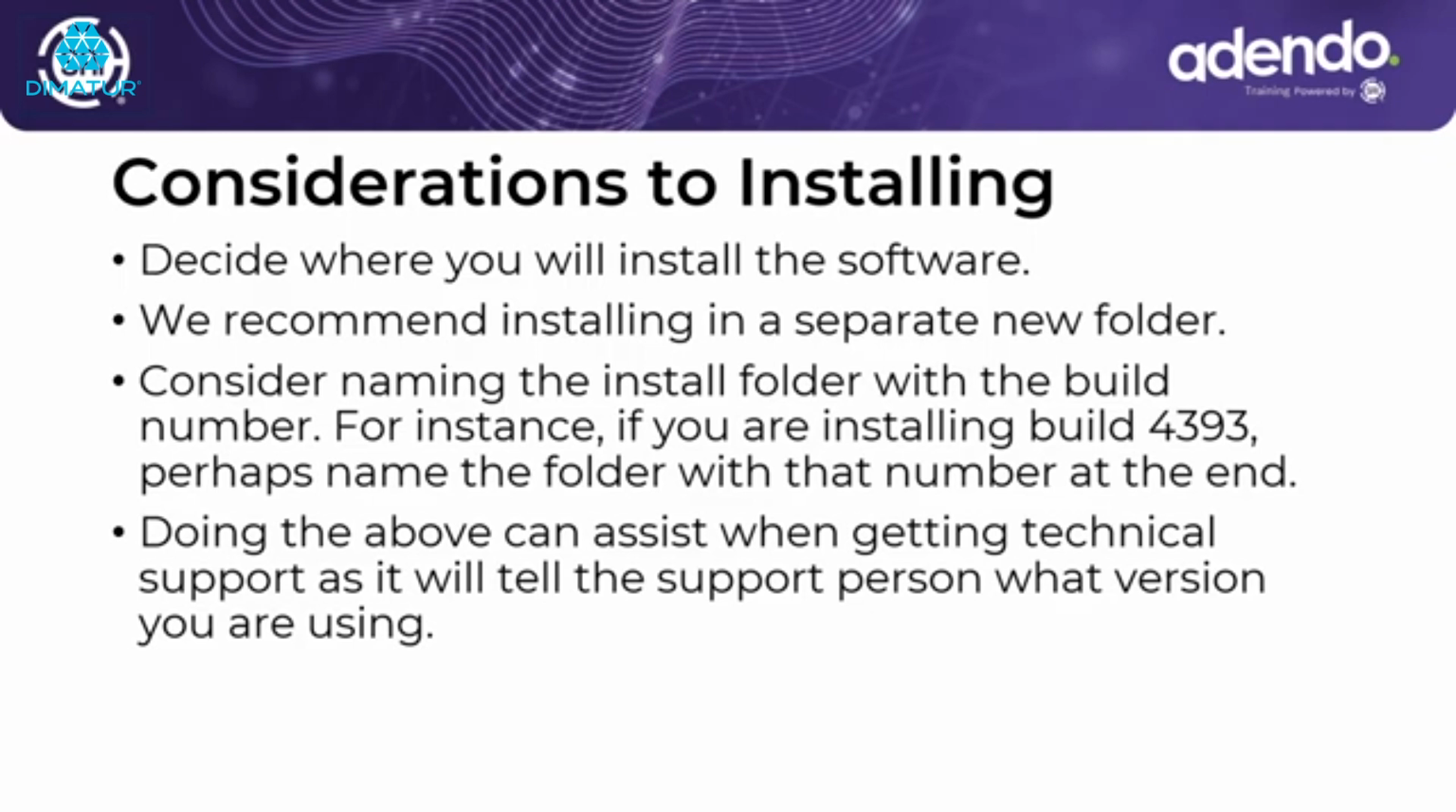You might consider naming the install folder with the build number. For instance, if you're installing build number 4393, perhaps the name of the folder would end with that number. Doing that can assist you when getting technical support, as it will tell the support person what version you're using.